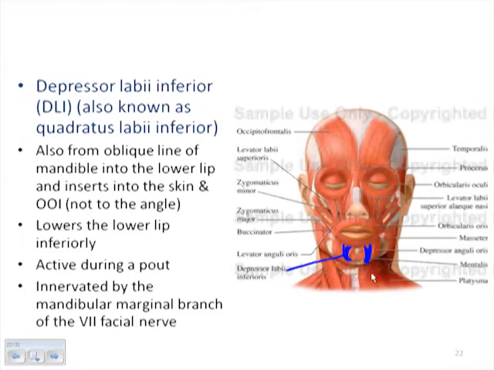It's also known as the quadratus labii inferior. It is also from the oblique line of the mandible into the lower lip and inserts into the skin, not to the angle. So it's not going to the angle, but it's going down into the skin. It also lowers the lip inferiorly. It's active during a pout. You all know what a pout is. It's innervated again by the mandibular branch of the seventh facial nerve.